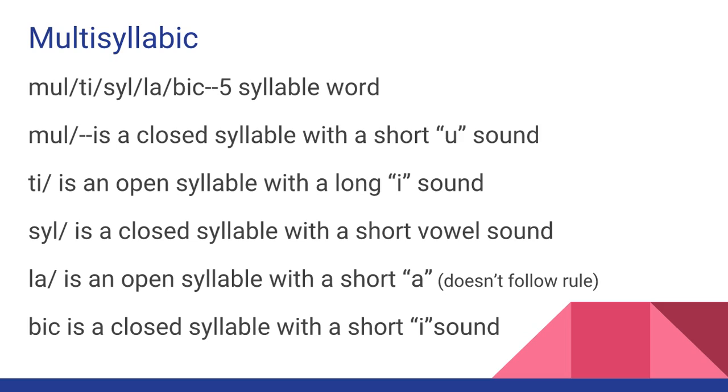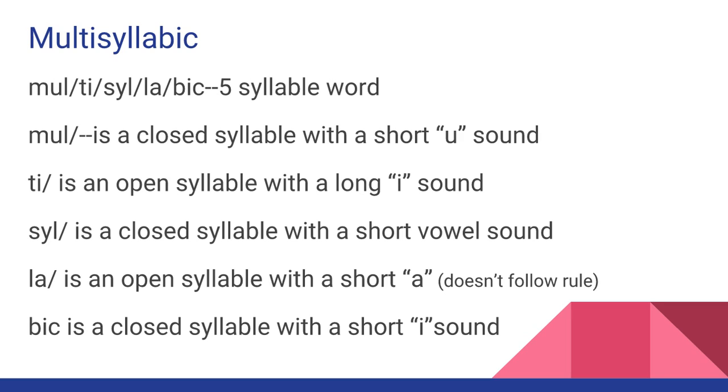The third syllable is SYL. It is a closed syllable with a short vowel sound, but the Y makes the short I vowel sound. The fourth syllable is the LA, which makes it an open syllable, but in this one it has a short A sound and doesn't always follow the long A sound. The last syllable is the BIC, which is a closed syllable with a short I sound. Pay attention and notice that every syllable must have a vowel sound in it.